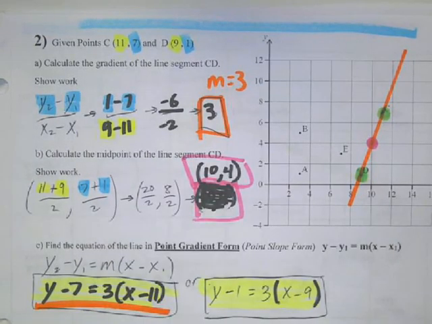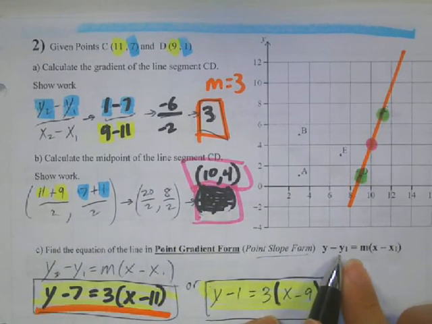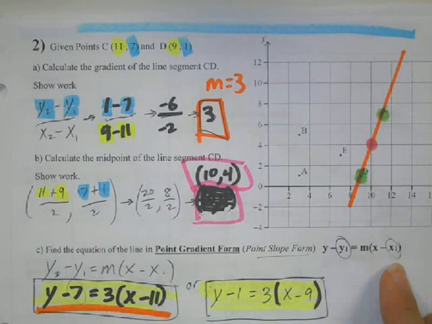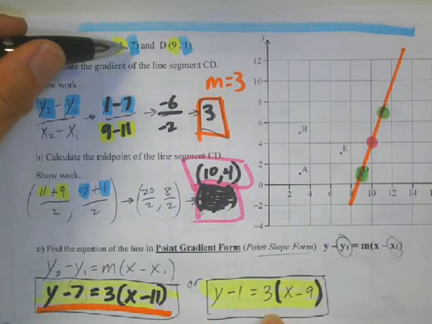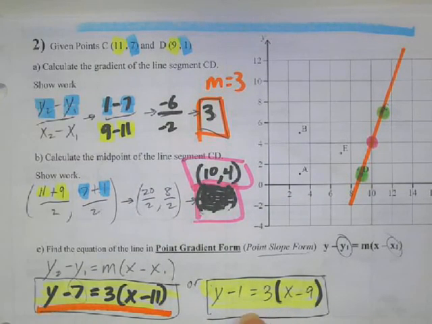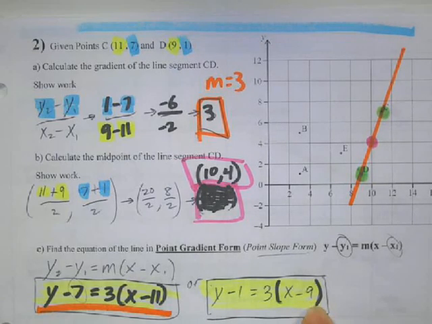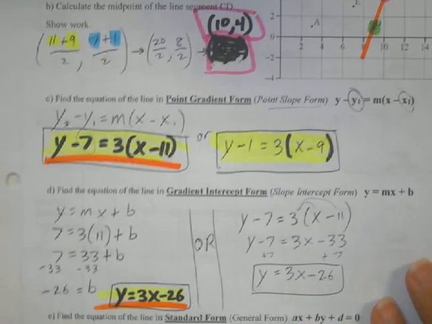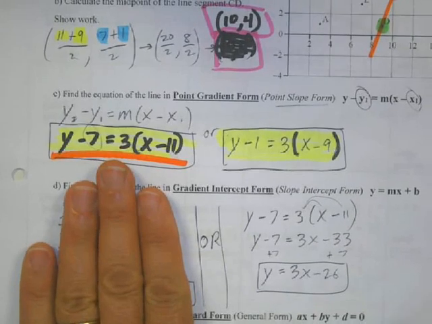Okay. So now I'm going to put my equation in point gradient form, or point slope form. So I'm replacing the y subscript 1 with 7, and I'm replacing the x subscript 1 with x. Or you could write it like this. This is equally correct if I wanted to use this 1 for y and this 9 for x. Both are correct. Now, to do it in point gradient form, as I said before, you could do it this way, or you could do it this way. It truly doesn't matter.